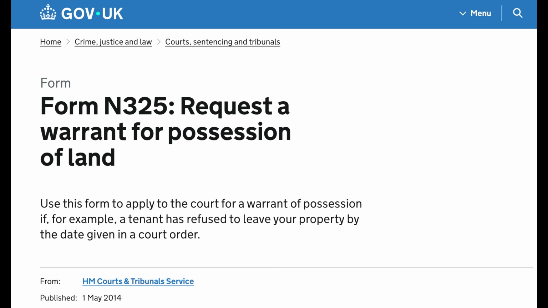If the tenant doesn't move out by the date set by the court in the possession order, then the landlord will need to take enforcement action by obtaining a warrant for possession. The landlord can do this by completing a warrant for possession, which is Form 325, and send it to the same court that heard the possession claim. The final stage is repossession or enforcing the order by appointing court bailiffs or a high court enforcement officer. This whole process can take a number of months.